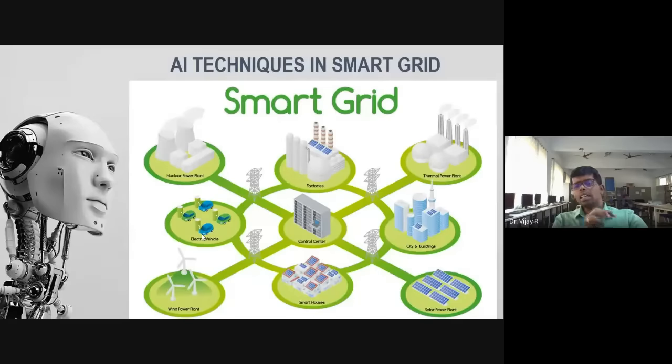So what is the need of this smart grid? In the image, the nuclear power plant is connected, factories are connected, thermal power plant, hydropower plant are connected, electrical vehicle charging station is connected, wind power plant is connected, solar PV cells are connected. Even our load also gets connected, through a control center.